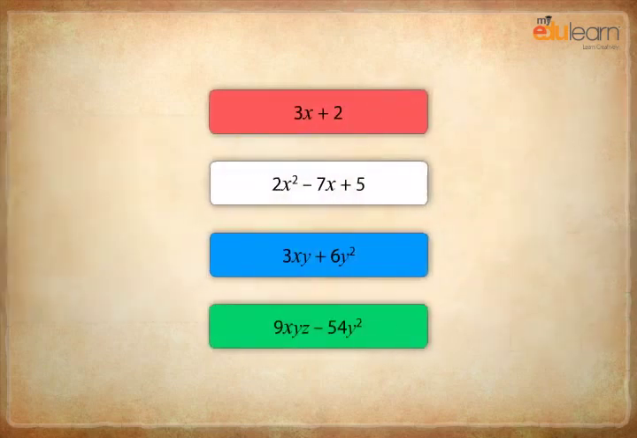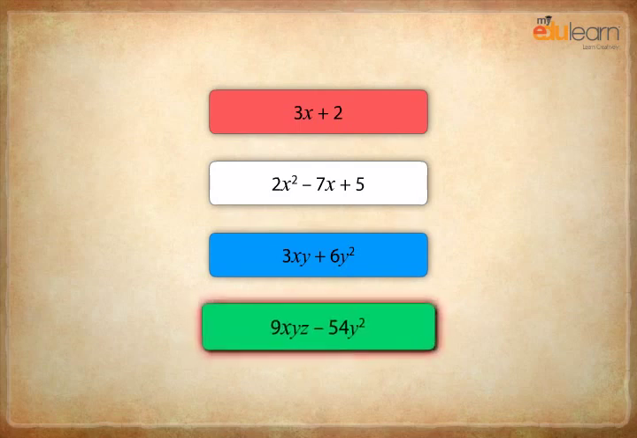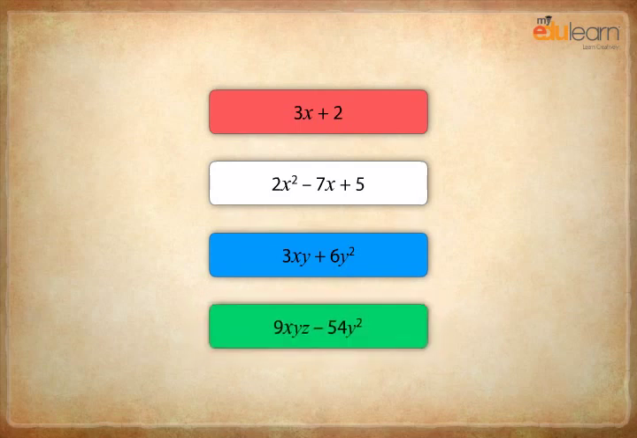Let us have some examples of polynomials. Red and white boxes are polynomials in one variable as there is only one variable x, whereas blue has more than one variable, that is x and y. So it is a polynomial in two variables. But green box is a polynomial in three variables as it has three variables x, y and z.